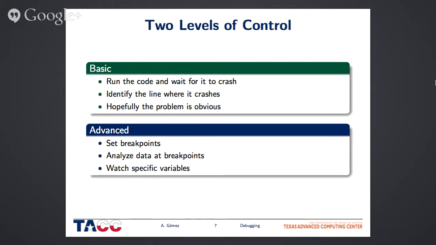The other level of control is more advanced. In this case, for example, if your code is not crashing, you want to set breakpoints, and the execution of the code will stop at those breakpoints. At those breakpoints, you can analyze the values of all the variables in the program. You can analyze that data, you can watch specific variables. So you can also check for the status of the stack at that particular time to inspect all the different frames that led to that particular portion of the code.